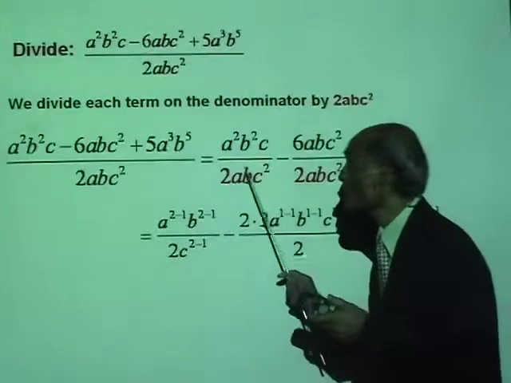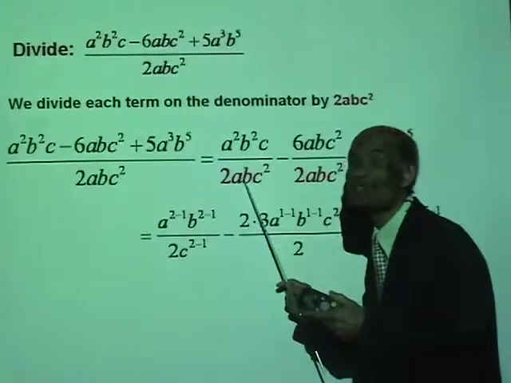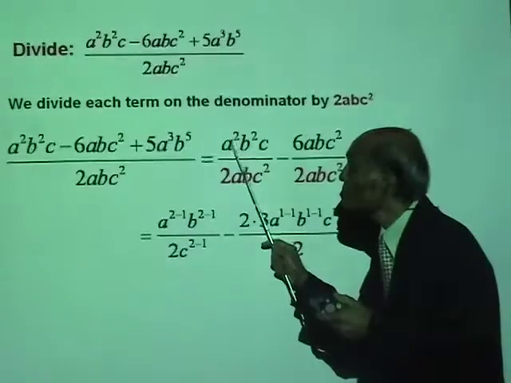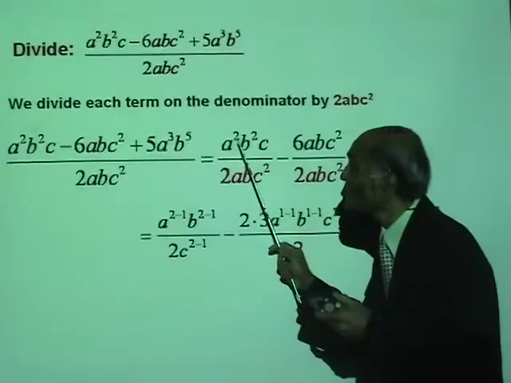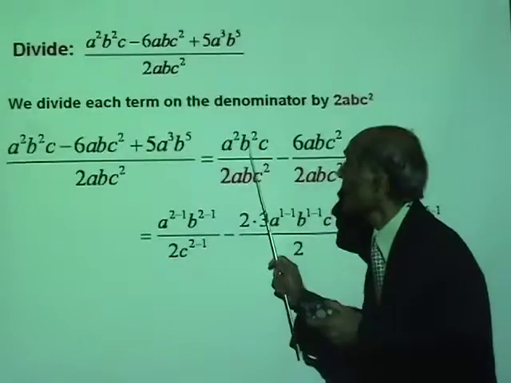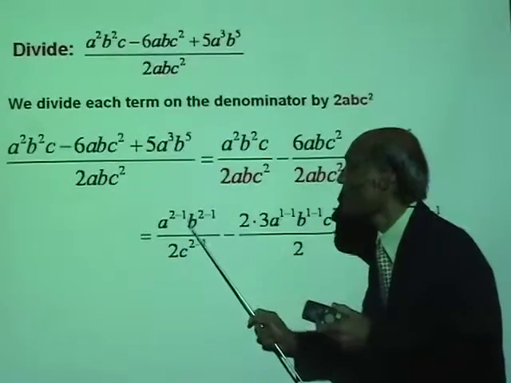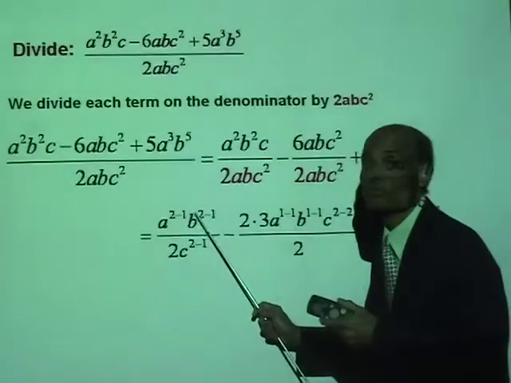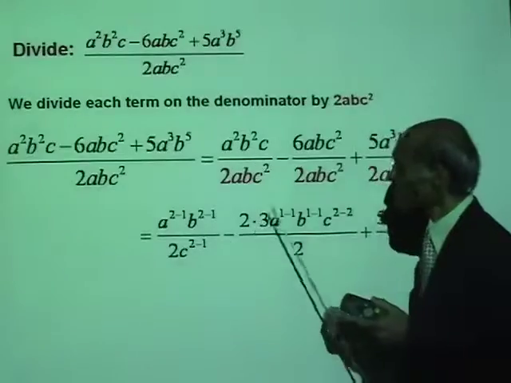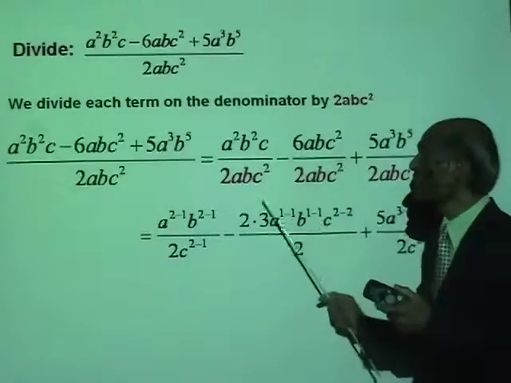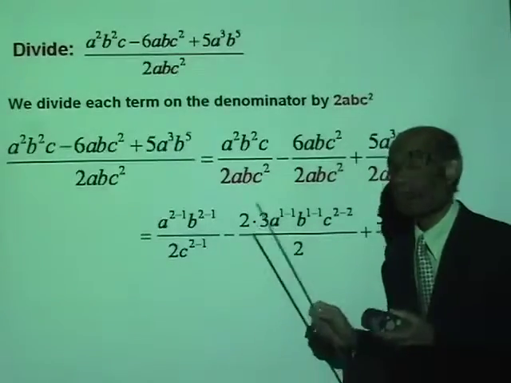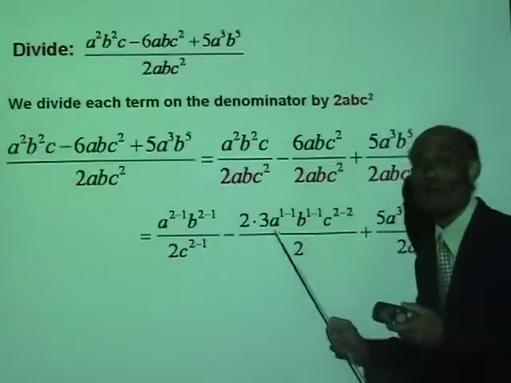Do you understand where these a and b disappear? The a and b disappeared when we used the quotient rule on a squared divided by a, and b squared divided by b became this. I hope you understood that first term. Minus, I factored the 6 as 2 times 3. Why did I do that? Because I have a 2 on the denominator.